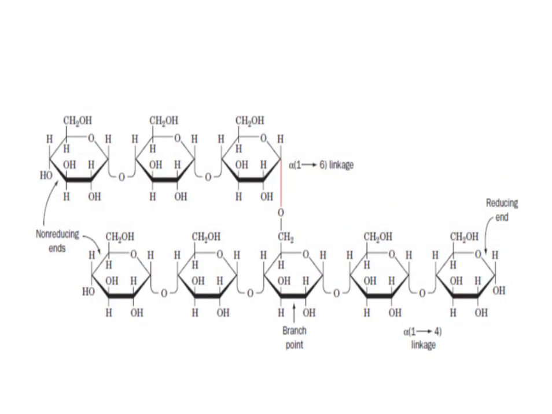So this is the structure of glycogen, and this is the branching. It occurs after the interval of each 5 to 6 units of glucose. So this is a highly branched molecule.